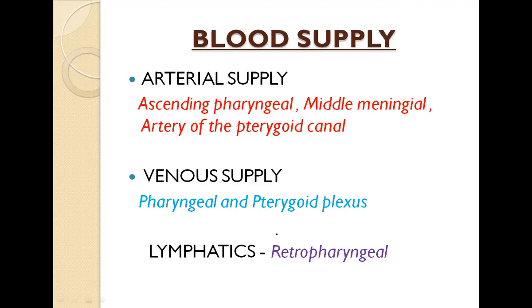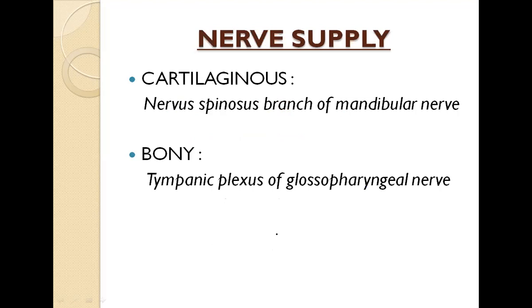Summarizing the blood supply and nerve supply of the auditory tube, the arterial supply is by the ascending pharyngeal, middle meningeal artery, and the artery of the pterygoid canal. The venous supply is by the pharyngeal and pterygoid plexus, and lymphatics is by the retropharyngeal lymph nodes. Moving on to the nerve supply, the cartilaginous part is supplied by the nervus spinosus branch of the mandibular nerve, and the bony part is supplied by the tympanic plexus of the glossopharyngeal nerve.